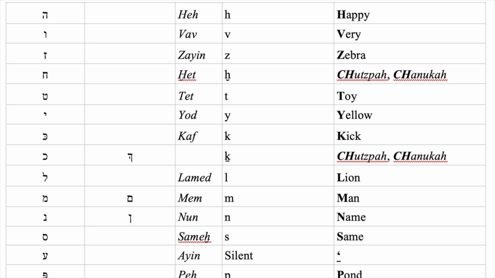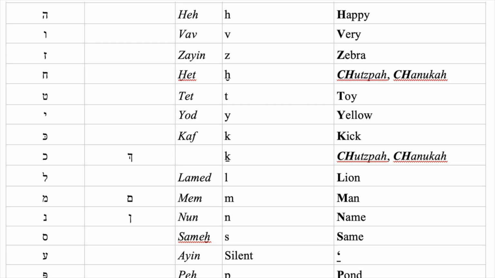After that is Kaf, which makes the K sound, as in kick, but only when it has the dot inside it. We're going to call this dot dagesh. We'll get into that later. But if Kaf has a dot or a dagesh inside it, it makes the K sound. If it does not, it makes the Ch sound like in chutzpah and Chanukah.